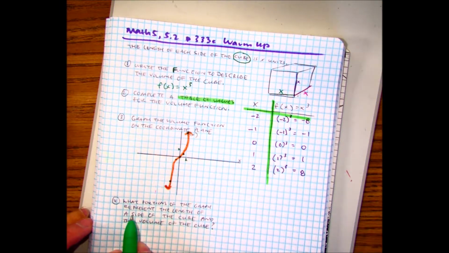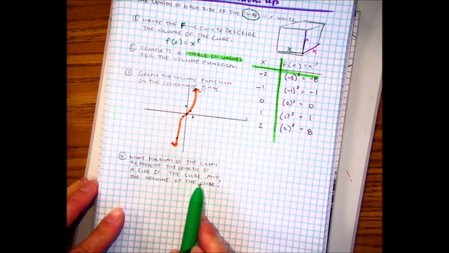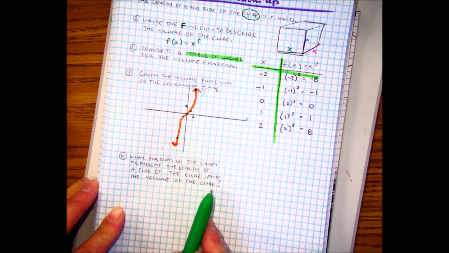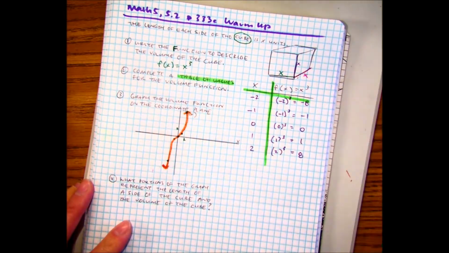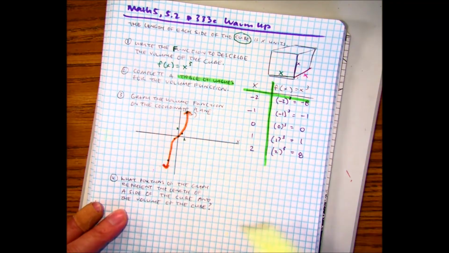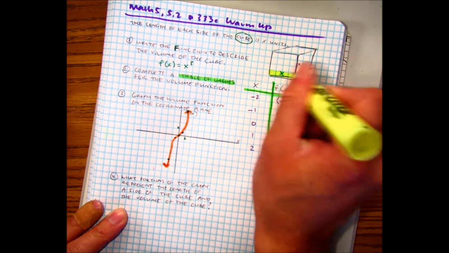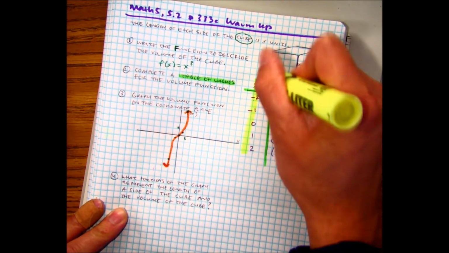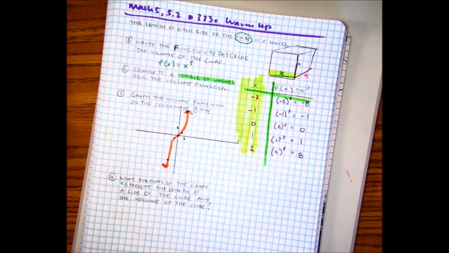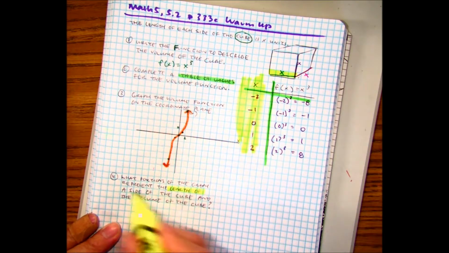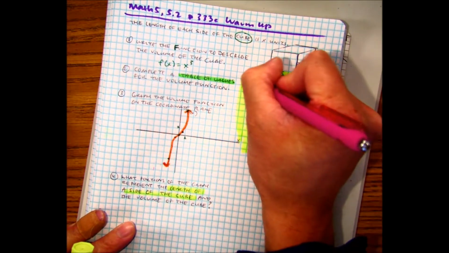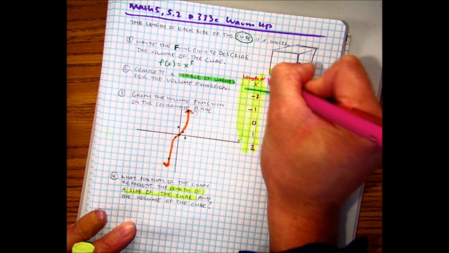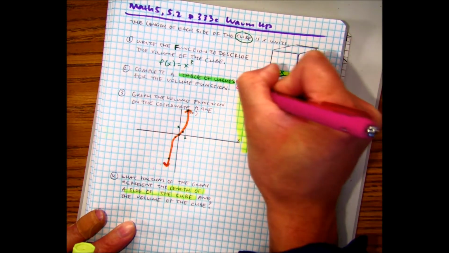What portions of the graph represent the length of a side of a cube and the volume of the cube? So here's my cube. That means that all of the x values, just one x value, all of this right here, that is the length of the side of a cube. Length of side of cube.